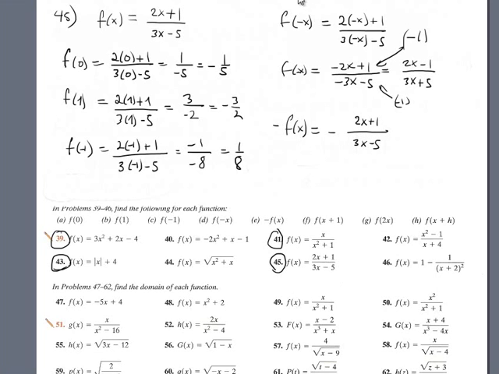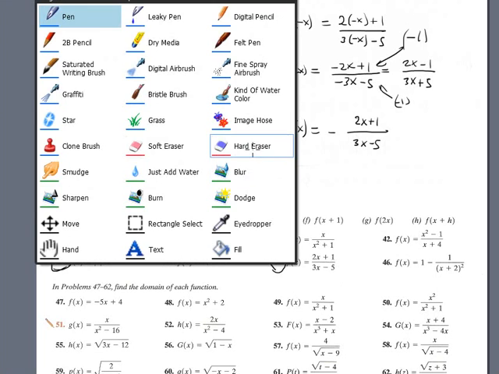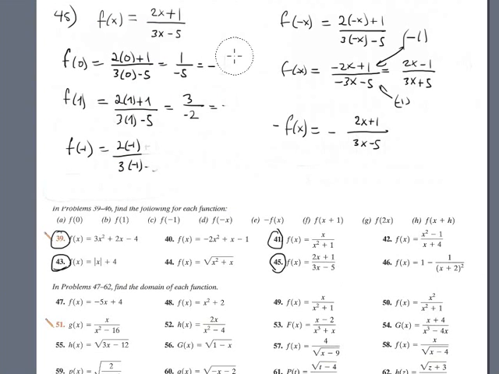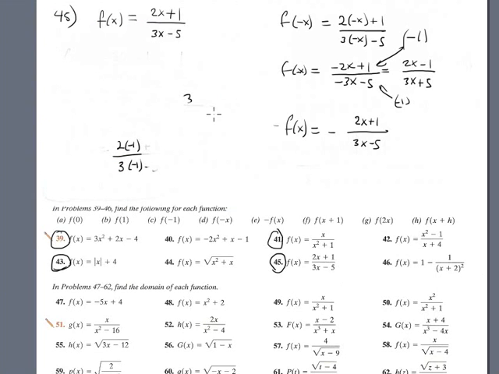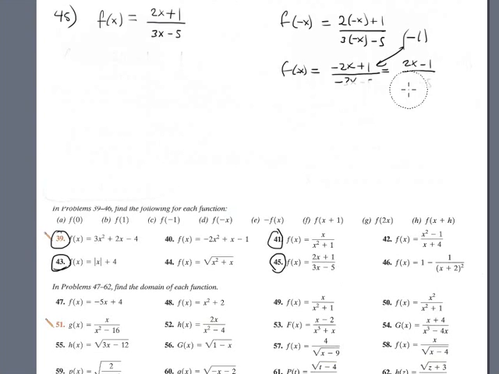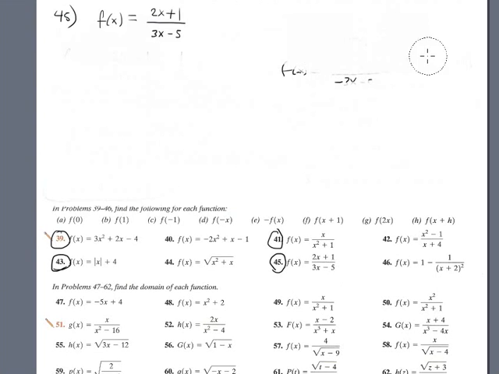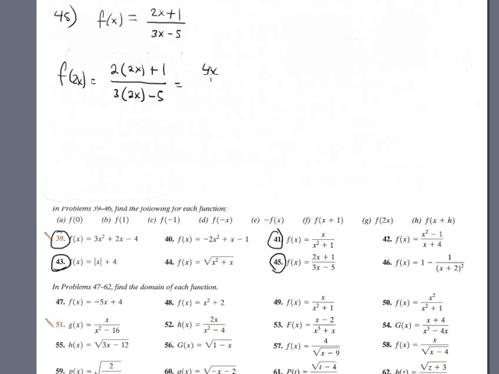Now the last two. f evaluated at 2x is 2 times 2x plus 1 over 3 times 2x minus 5. That is 4x plus 1 over 6x minus 5.